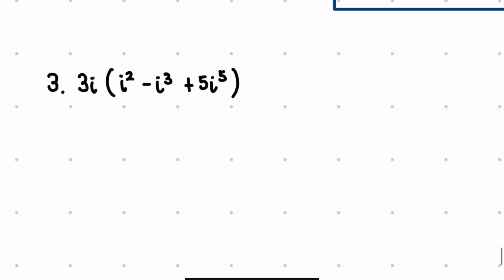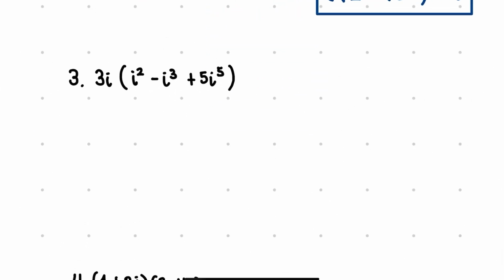For the third one, we have here 3i times quantity i squared minus i cubed plus 5i raised to 5. So just like in the usual things in real numbers, we just distribute this term per term. So we'll get here 3i cubed minus 3i raised to 4 plus 15i raised to 5. Oops, this should be 6. And then from here, are we done?